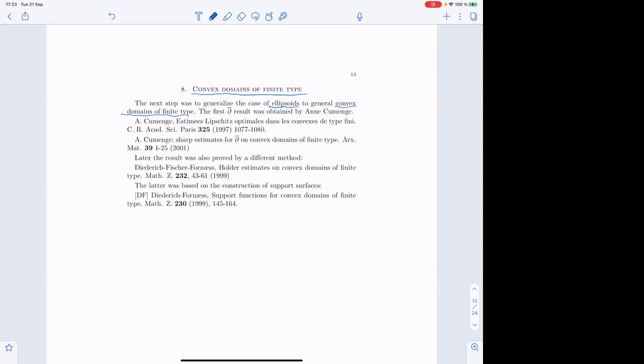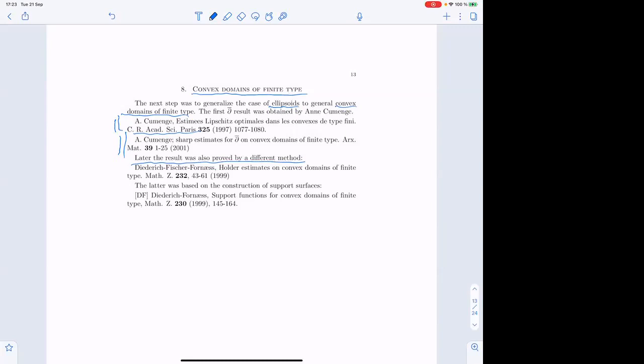But nevertheless, the first result for the convex case was by Kumaj and Estime, Lipschitz optimal dans le convex de type fini, in 1997, announced on the note. But the details appeared later: Sharp estimates for deep bar on convex domains of finite type. And later, we also proved the following. When I say later, it's published before her result, but after her announcement. And I think she had a manuscript in 1998. So never mind.